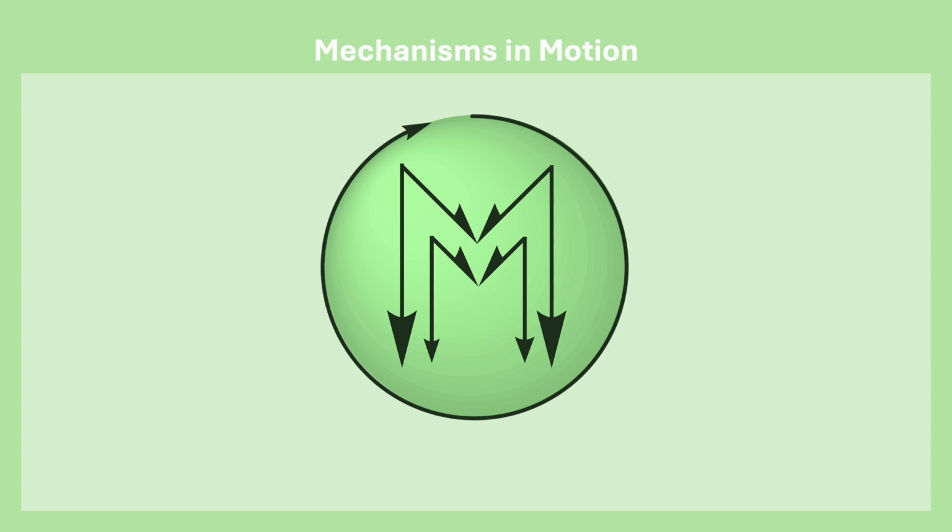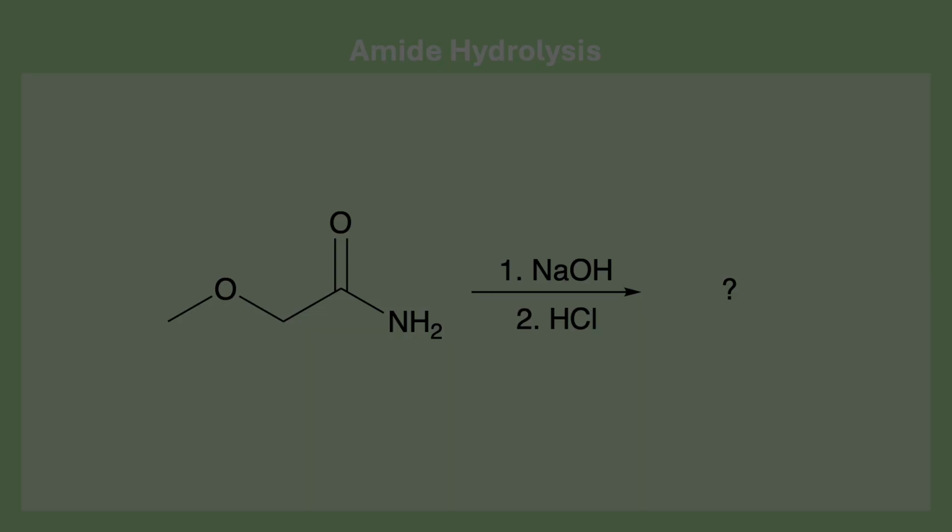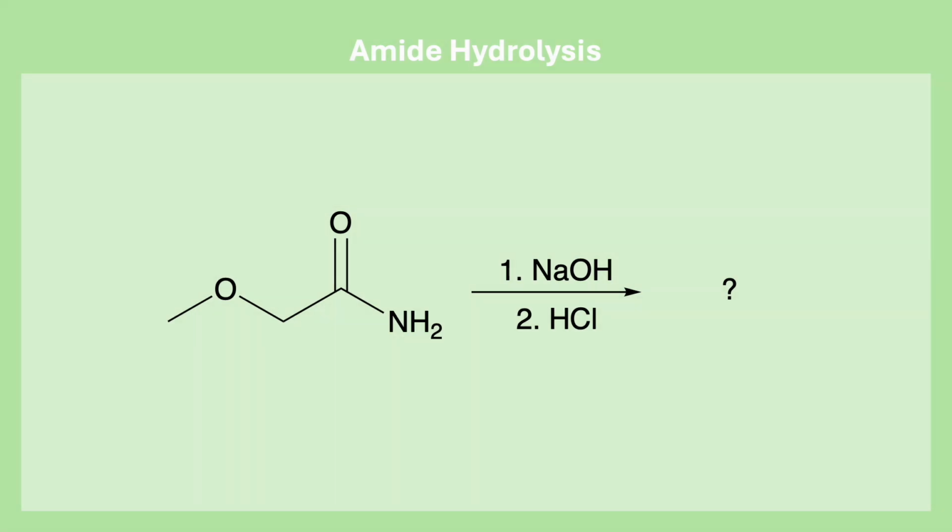If you choose the incorrect or less likely answer, the reason for this will be explained and then you will be given the correct answer. At the end of the video, you will see the full drawn-out mechanism showing the curly arrows moving the bonds. This video focuses on the amide hydrolysis reaction. Amide hydrolysis occurs when an amide is in the presence of a base.